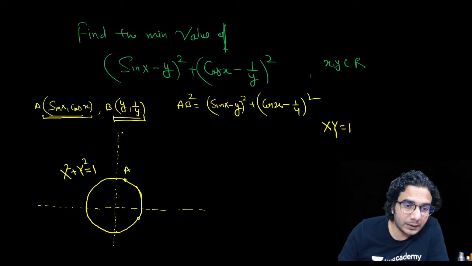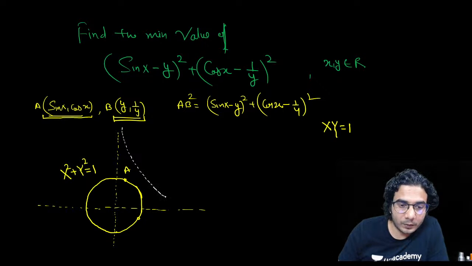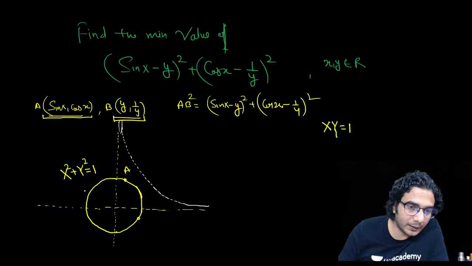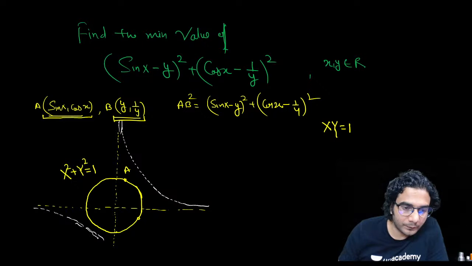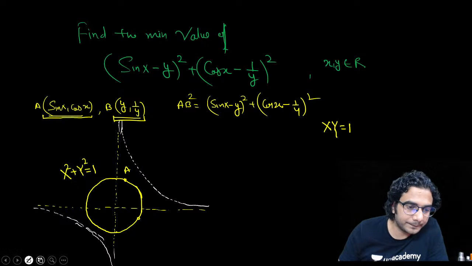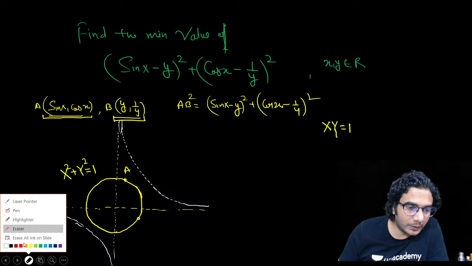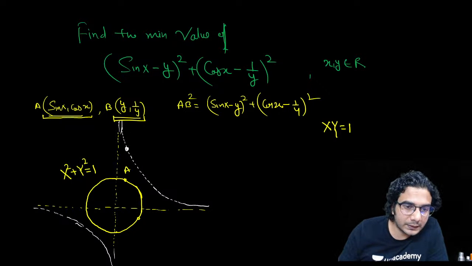Do you remember that? So hyperbola is like this. Rectangular hyperbola, you know that, right? It's like this, symmetric. So it's a rectangular hyperbola, and point B lies on this. So AB is nothing but this distance.